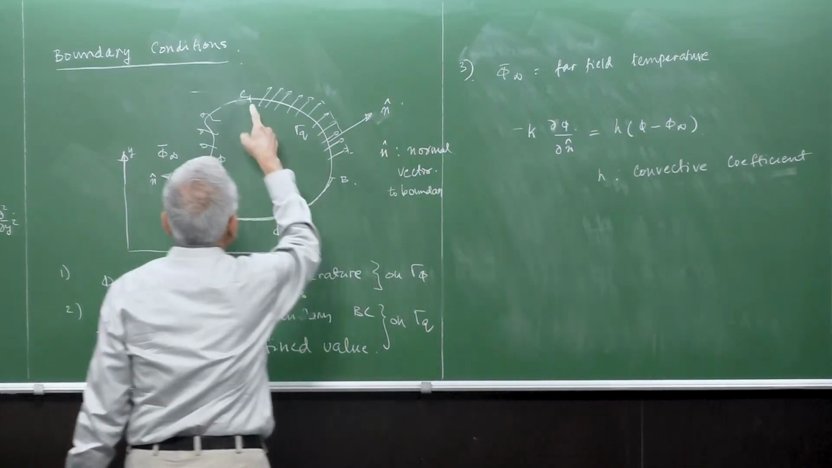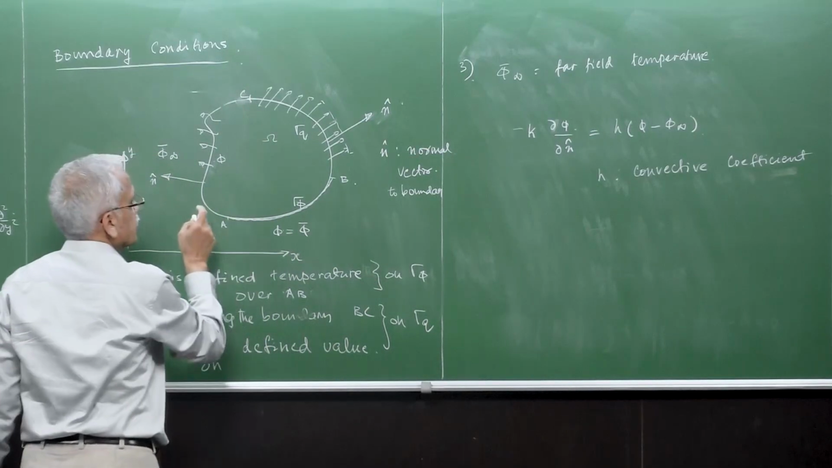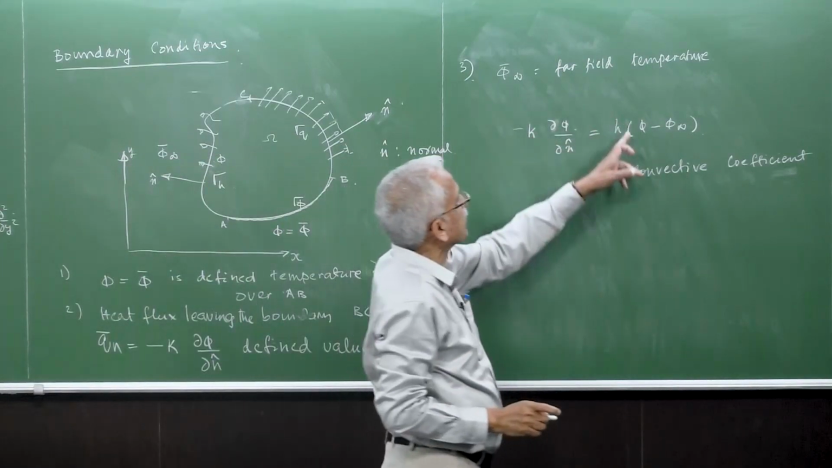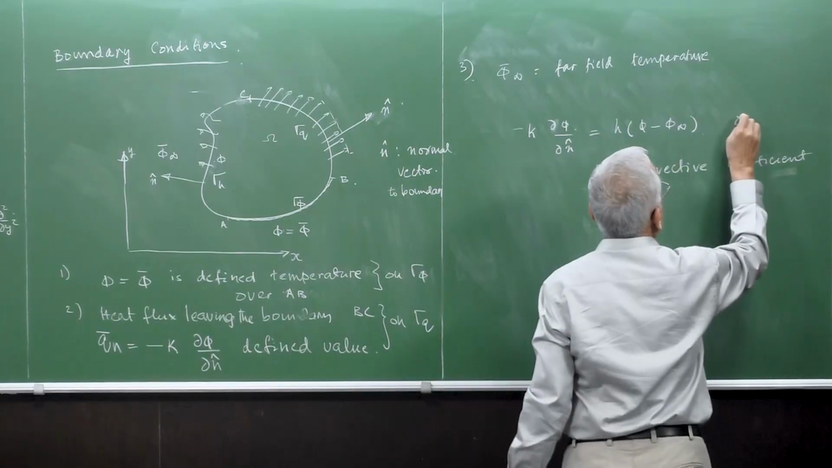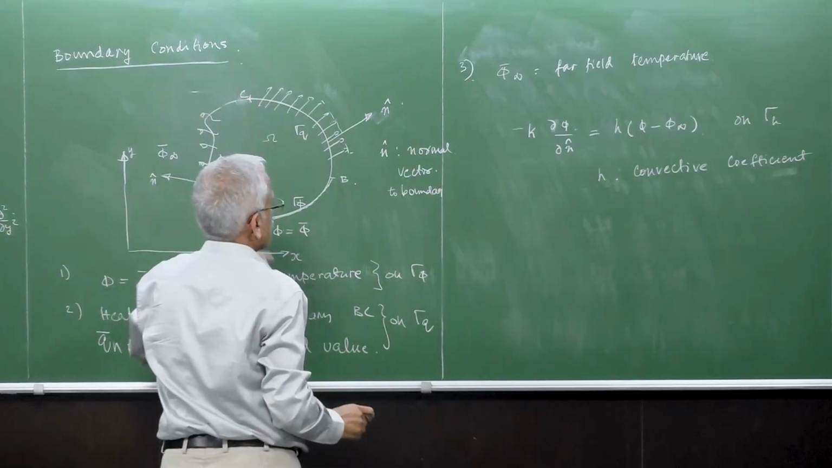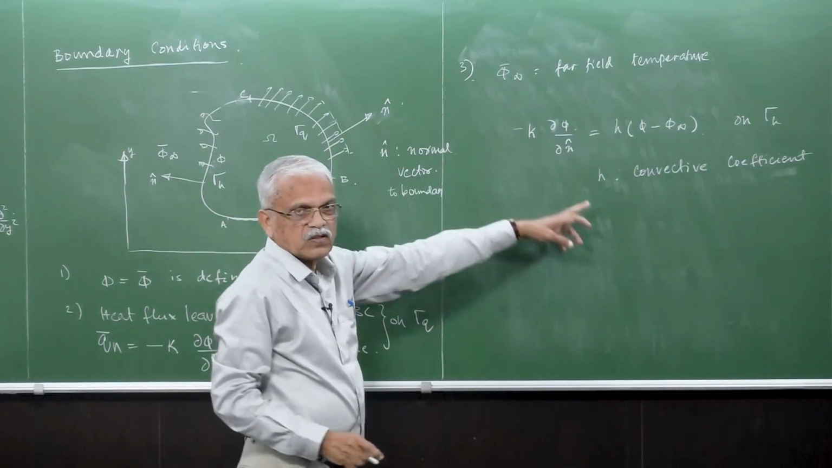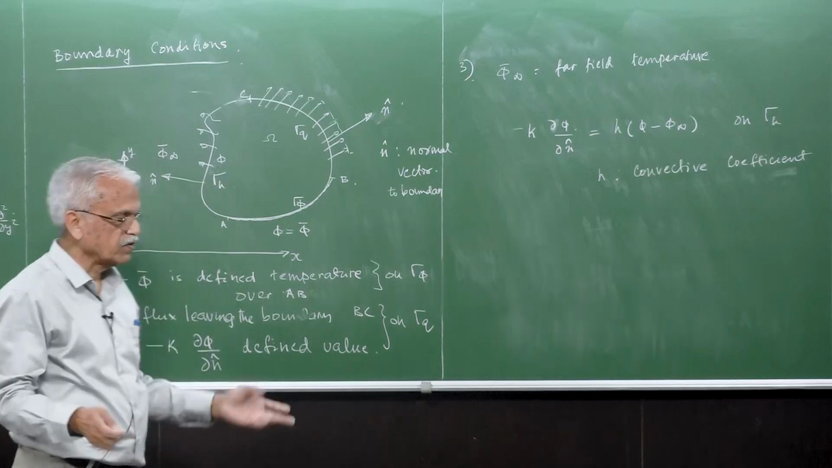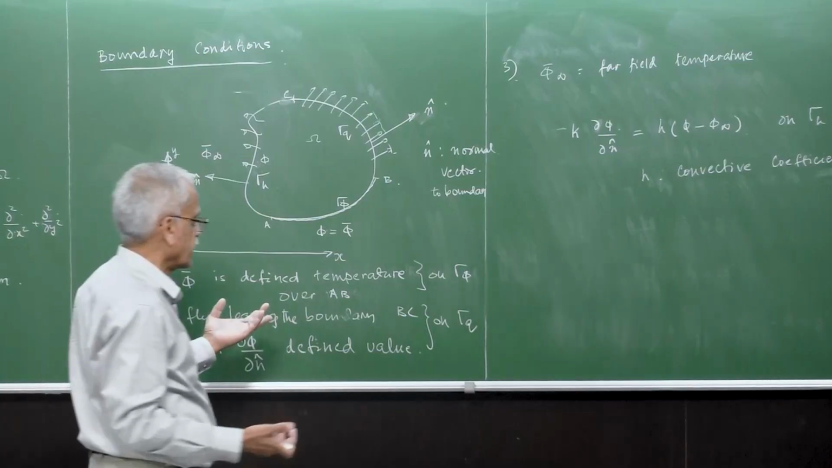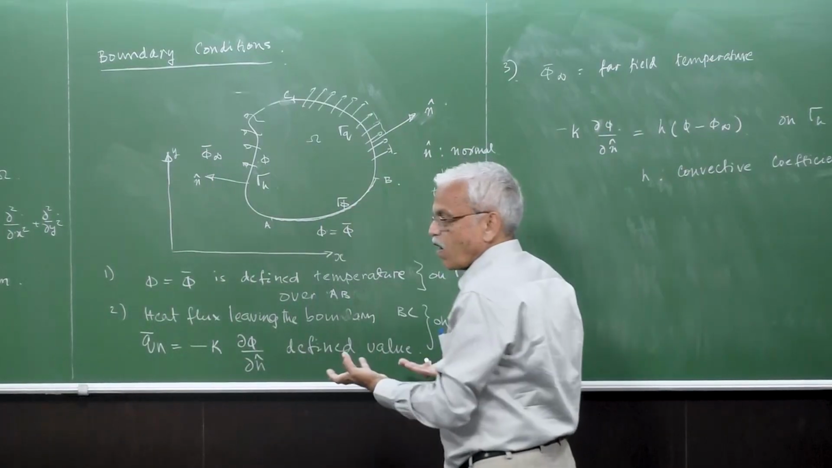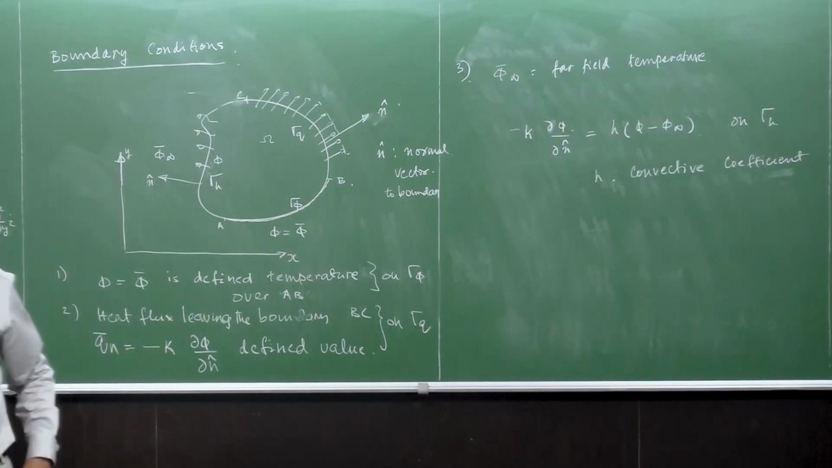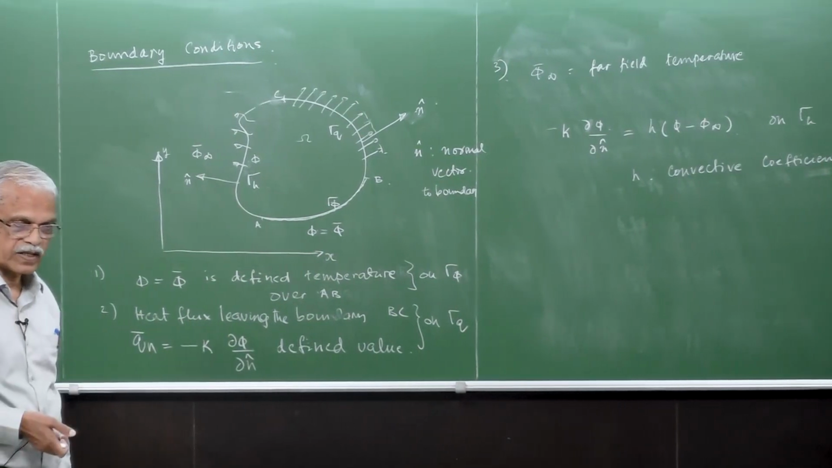And then the third one, the part CA, is a convective boundary condition. So this is gamma h on the third part here, CA. Okay. So there are three types of boundary conditions. Depending upon the problem, there may be existence of only one or two, or there may be existence of all three types of boundary conditions.